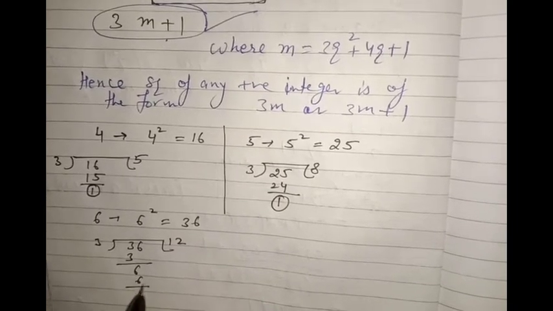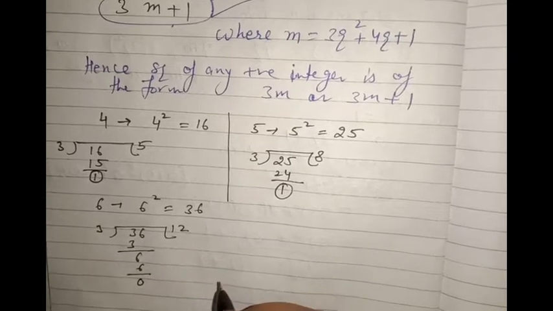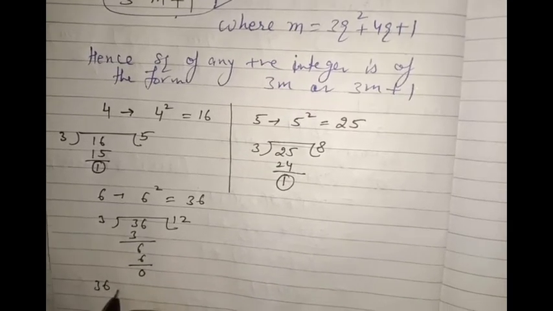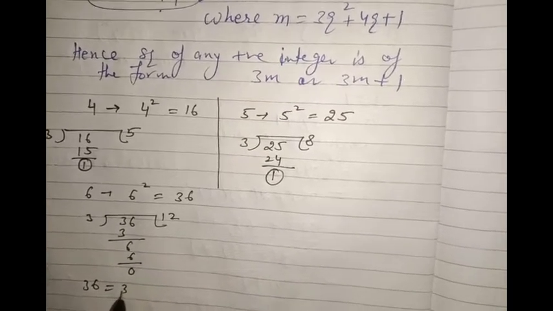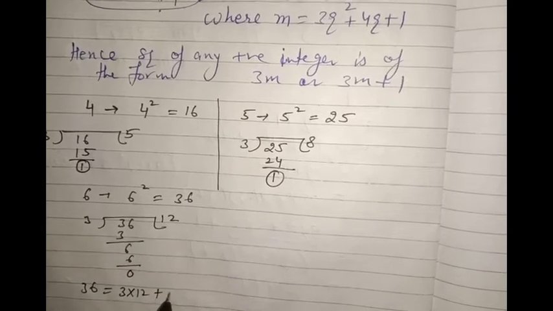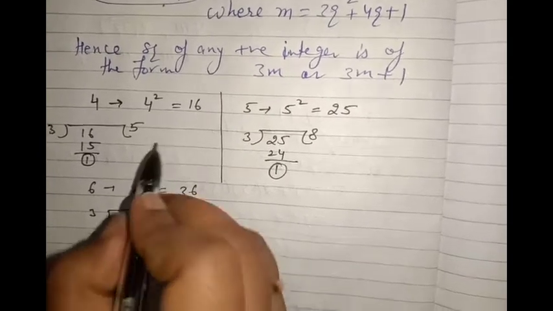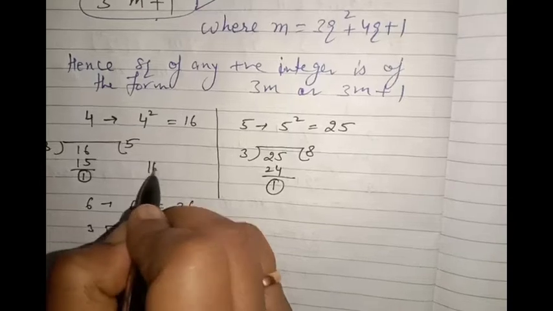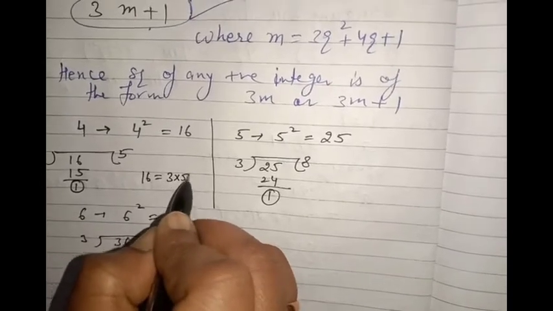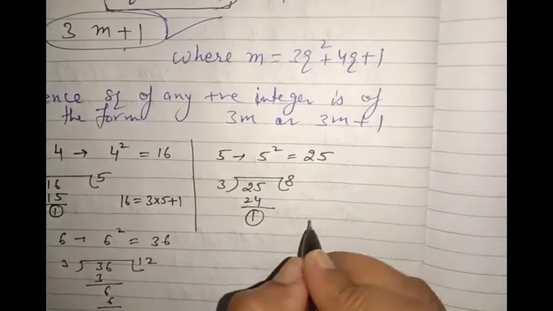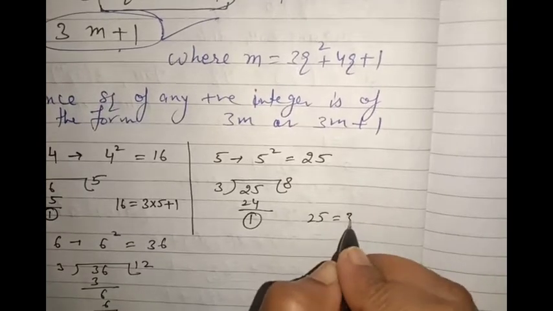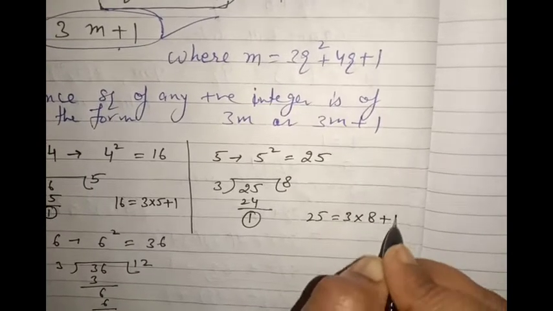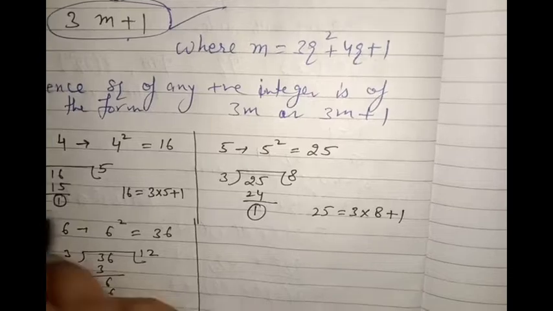What is the remainder? 0. It means 36 can be written as 3q plus r. This 16 can be written as 3q plus r. 25 can be written as 3q plus r. One more example I am taking for you.